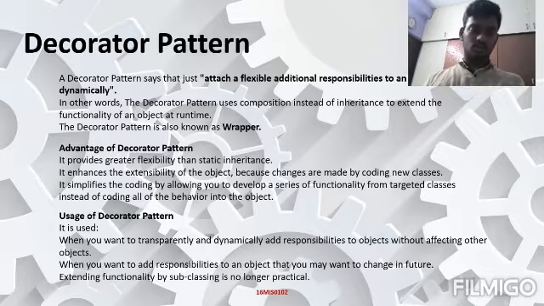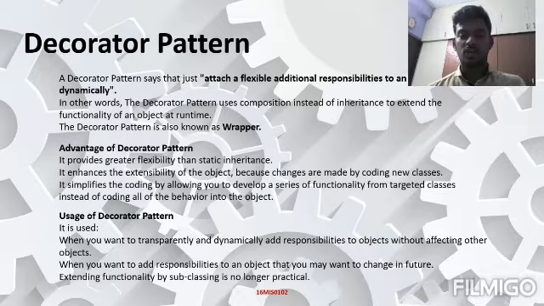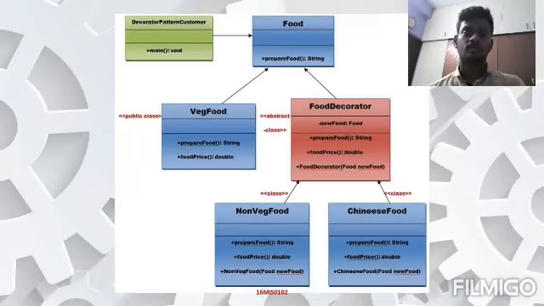Instead of coding all of the behavior into the objects, use the decorator pattern. It is used when you want to transparently and dynamically add responsibility to an object without affecting other objects. When you want to add responsibility to an object that you may want to change in future, extending functionality by subclassing is no longer practical.